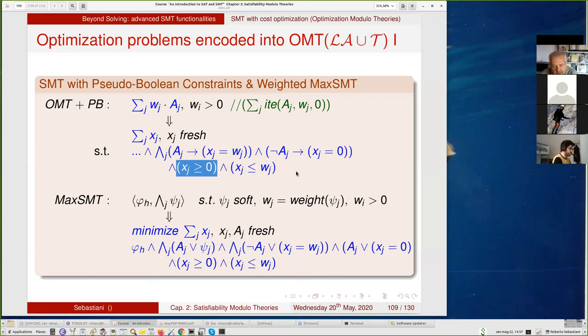So these two constraints here, although they look obvious, allow you to backtrack much earlier, as soon as you have assigned only a subpart of the Aj, but this is enough to conclude that you have exceeded the current bound.